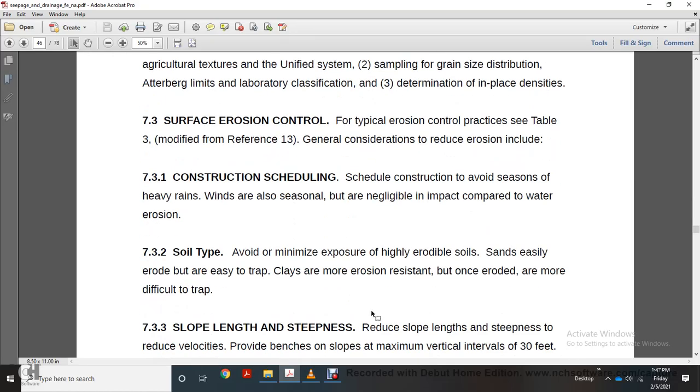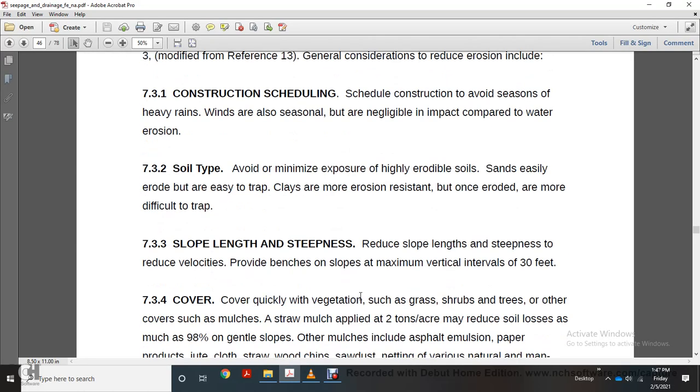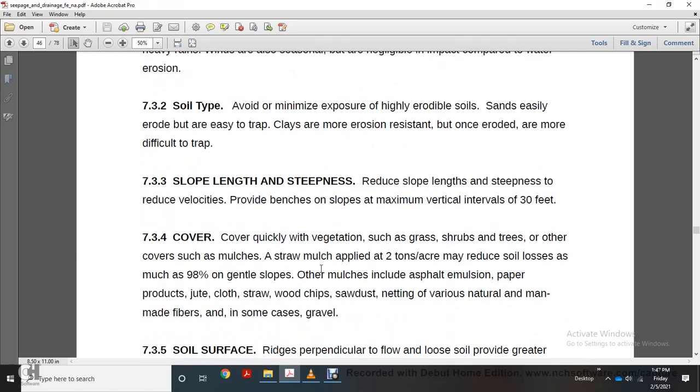Soil type: minimize exposure to highly erodible soil, which is easily eroded and easily trapped. Clays are most erosion resistant, but once eroded are more difficult to trap. Slope length and steepness: reduce slope length and steepness to reduce velocity, and provide benches on slopes with maximum vertical intervals of 30 feet.